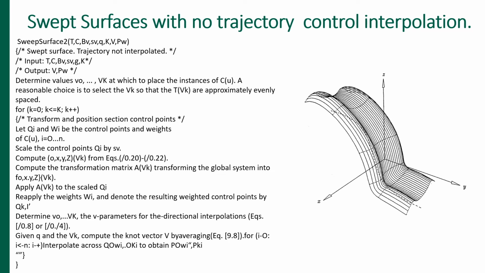This is an example of an algorithm for creating a swept surface with no trajectory control interpolation. We take control points, trajectory, and BV and SV as input functions, and Q and K need to be minimum. Then, by performing the transformation and positioning, we can generate an output of a swept surface with no trajectory control interpolation.